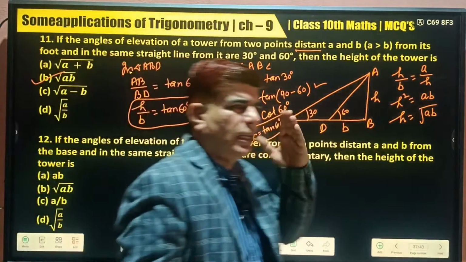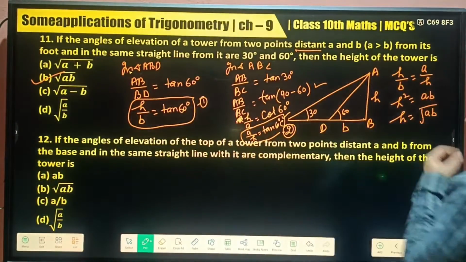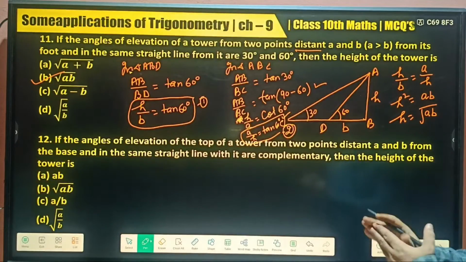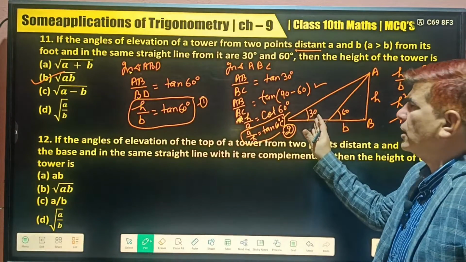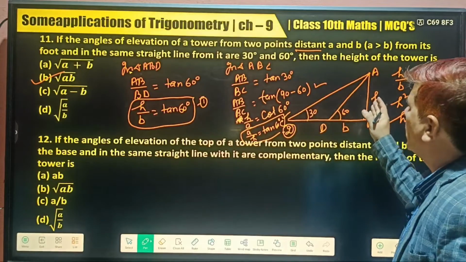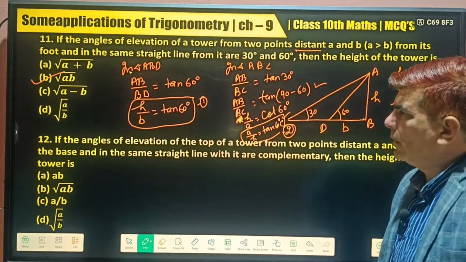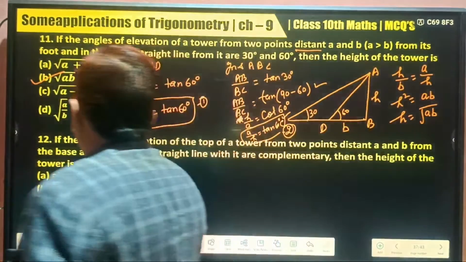You can show it like that also, but this is a very easy method for you. We can convert in this way also: first find the tangent 30 value, and then find the cotangent 30. So as you wish, you can solve it by whichever method.